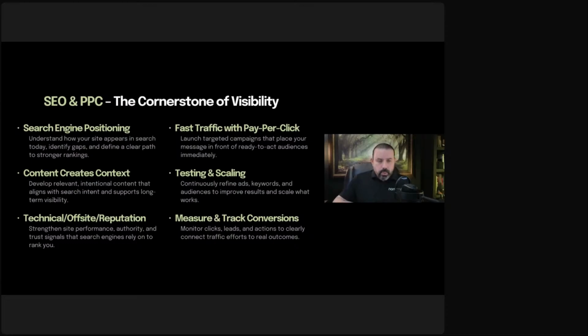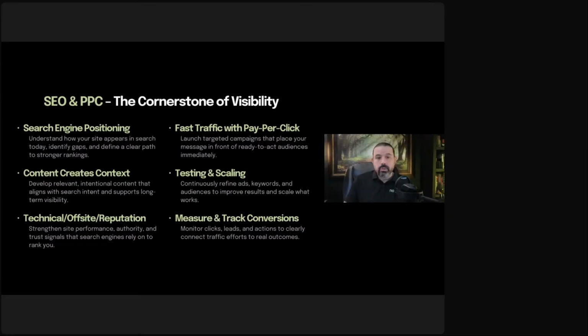Now, with PPC, you get a little bit of a fast track, all right? So search engine positioning takes time. You make your changes on your website and then you wait. You wait till Google reindexes you, you wait to see where you land, and then you rinse and repeat. With pay-per-click, we can start traffic for you in an hour, right? So we start paying for that traffic. We launch targeted campaigns to get the message in front of a ready-to-act audience right away.